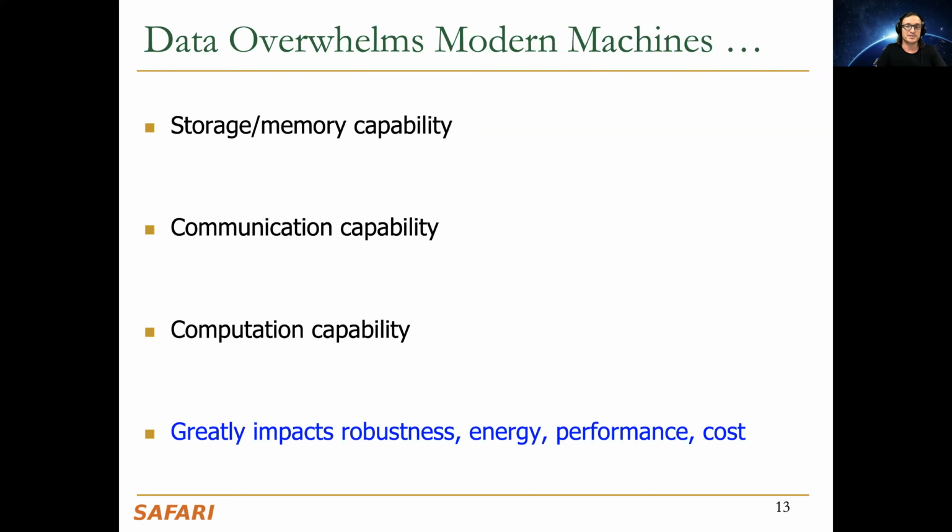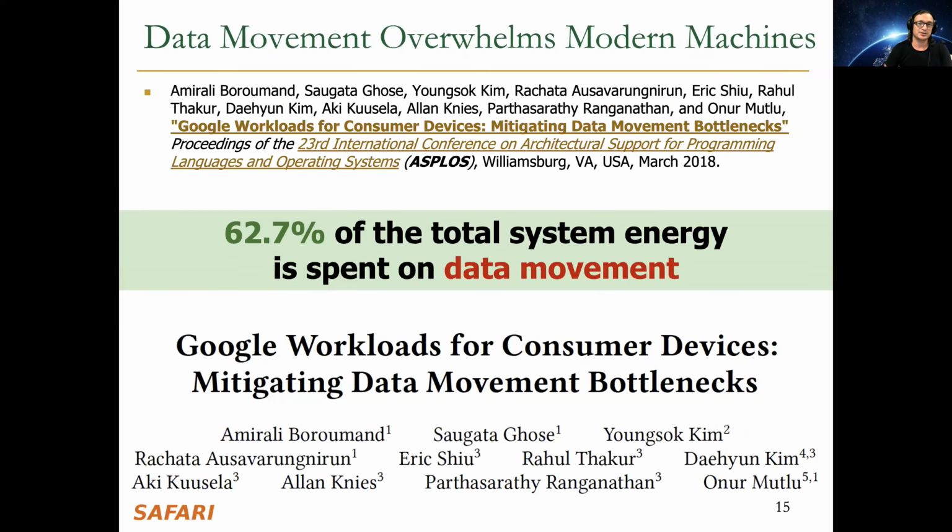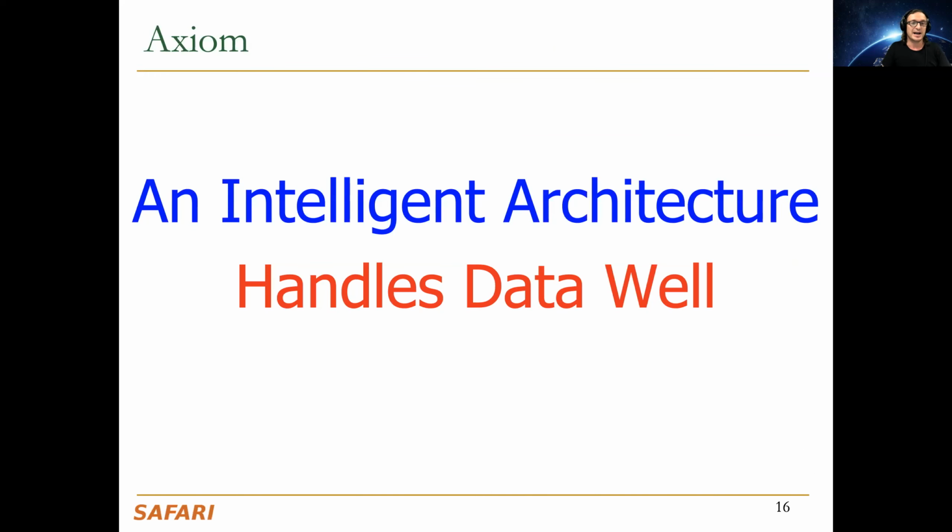And data overwhelms modern machine designs today, because today's designs are very processor-centric. They're not designed to handle large amounts of data very well. As a result, more than 60% of the total system energy is spent on data movement, as we have shown in this particular paper. Our axiom in this work is that we want to design intelligent architectures.